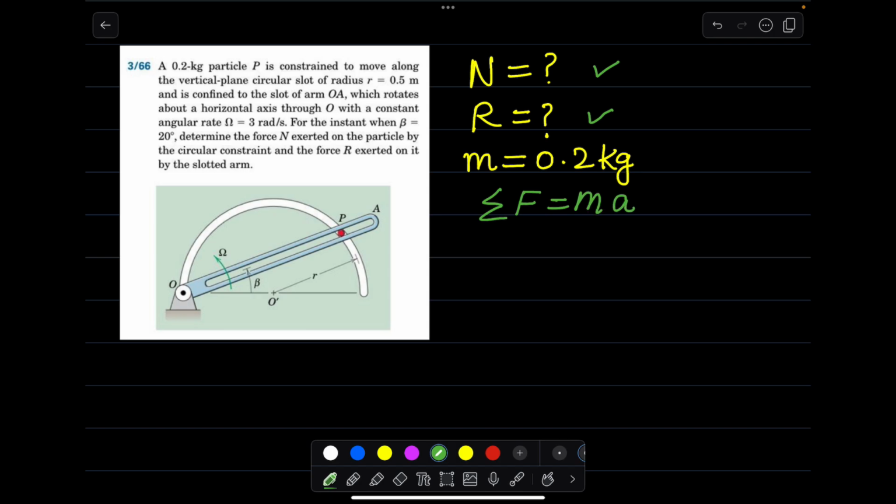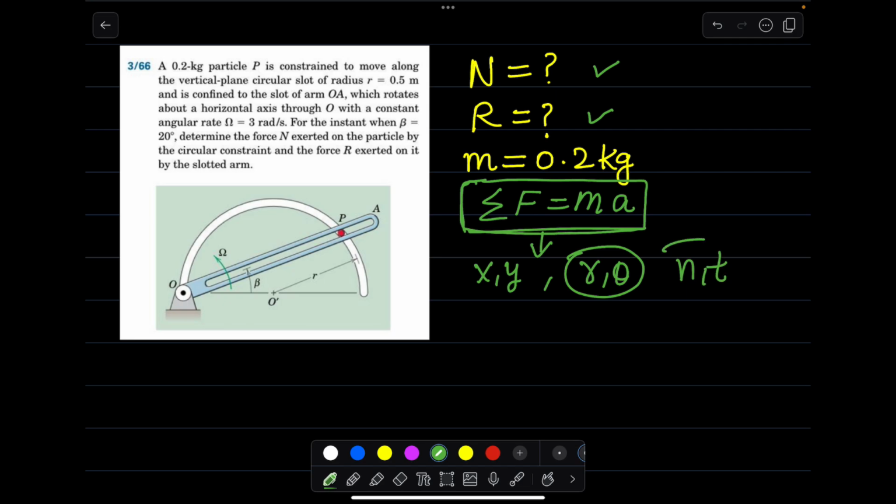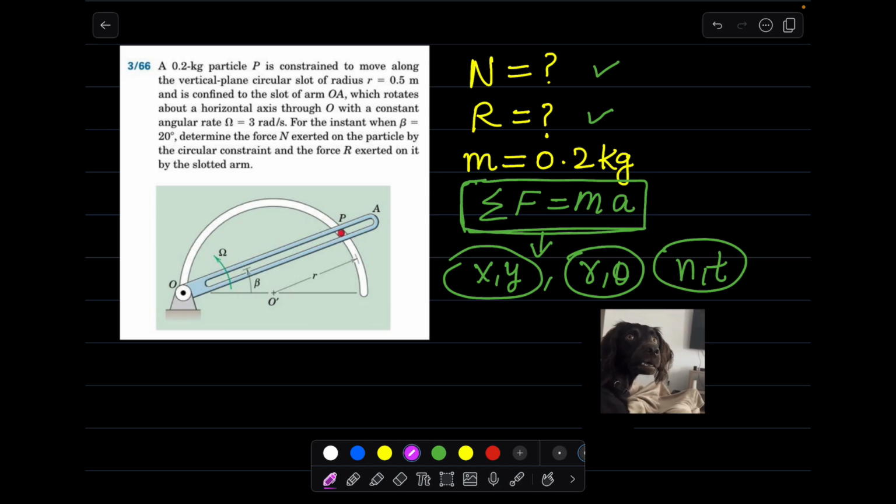In this way we can make equilibrium of the forces, and we can find N and R. But the next challenge is which type of coordinate system should be used: X and Y, or R theta, or N and T. We have three options, so we are confused about what to do. Which one should I go for: X and Y, R theta, or N and T coordinates?